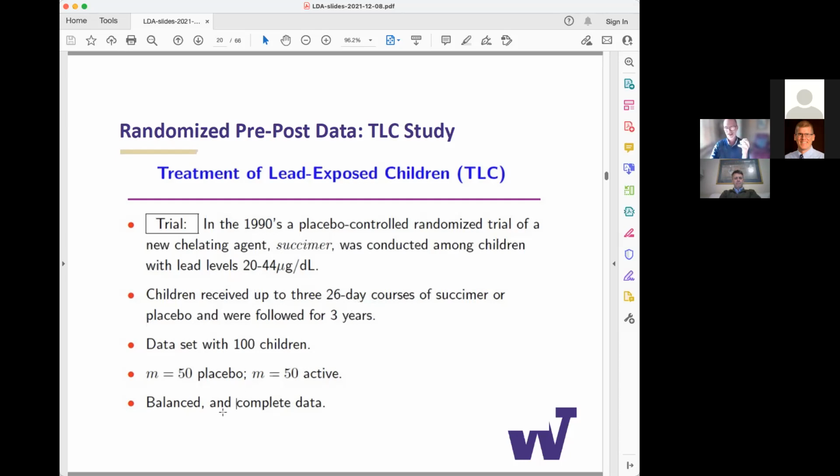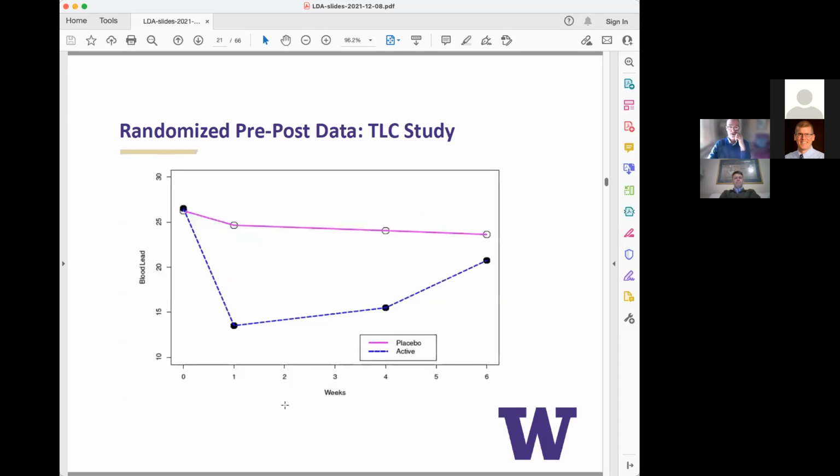It's stylized because it's balanced. Everyone's measured at the same times, and it's complete. No missing data in this example. Here's what the means look like over time. Again, entry eligibility on the y-axis is blood lead, on the x-axis is time since baseline. We can see, wow, a huge effect immediately. We can see that the treatment effect starts to wane.